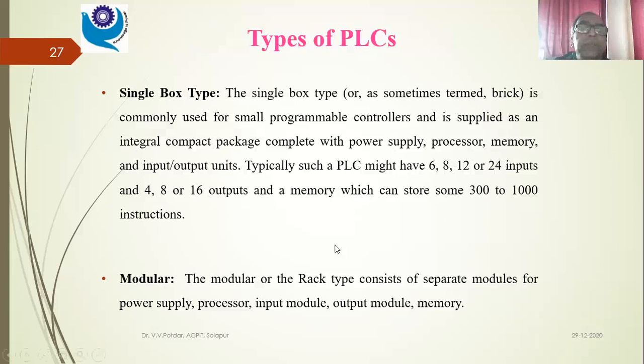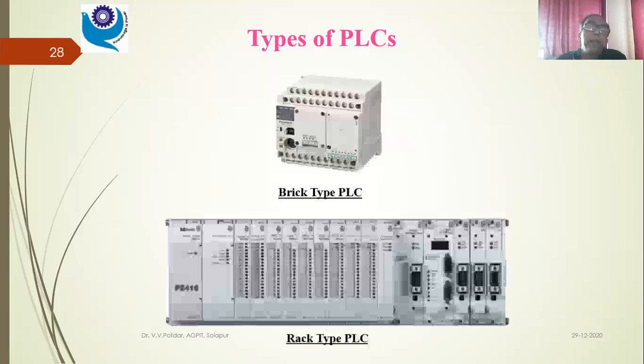So, types of PLCs. The single box type PLC is commonly used for small programmable controllers. Typically, such a PLC might have 6, 8, 12, or 24 inputs and 4, 8, 16 outputs, and a memory which can store some 300 to 1000 instructions. This is the single box type of PLC. A modular PLC or rack type PLC consists of separate modules for power supply, processor, input module, output module, and memory. So, brick type PLC, rack type PLC. Various racks you can find for memory, processor, and input-output devices.